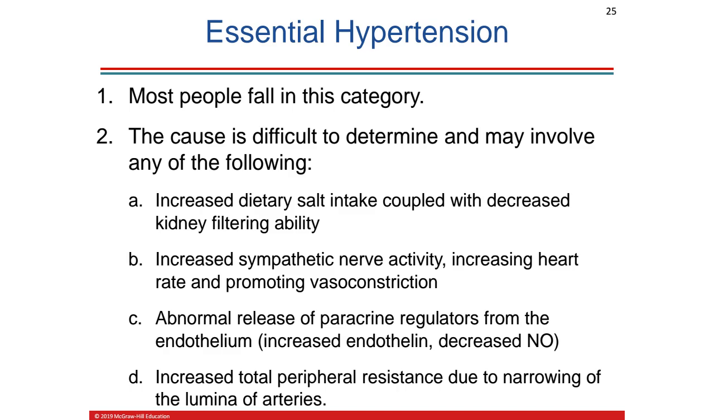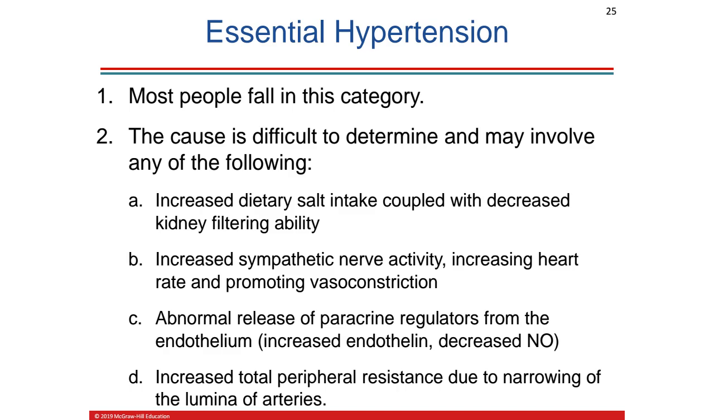Another possibility is you may have increased sympathetic nervous activity. Now, normally, when a person has high blood pressure, there would be activation of the baroreceptor reflex, which would lead to a decrease in sympathetic nervous activity. However, there are certain chronic conditions in which the baroreceptor reflex seems to not really be active, and so there may even be increased sympathetic nervous activity. And this leads to an increased heart rate, and also it leads to the promotion of vasoconstriction, both of which lead to high blood pressure.